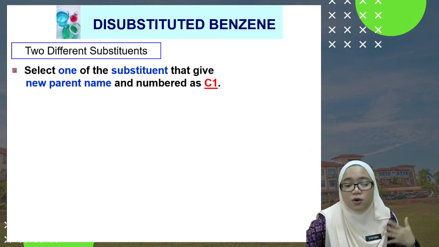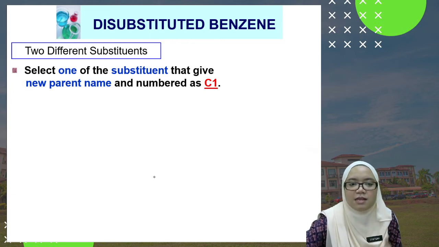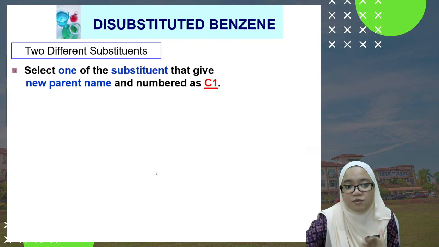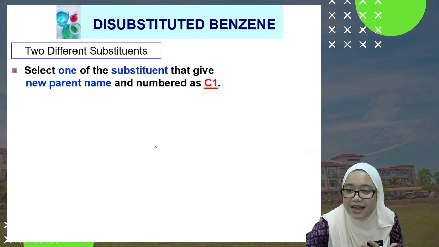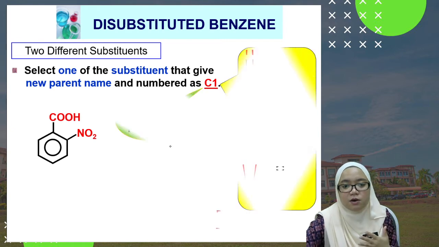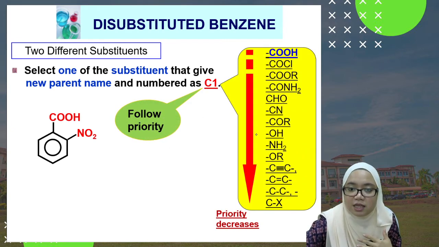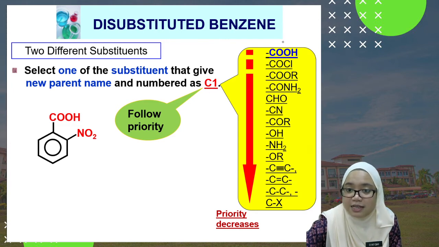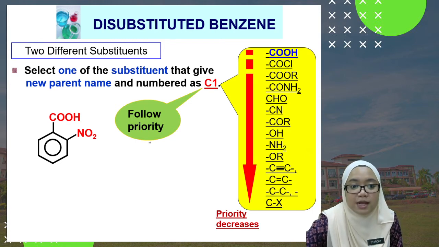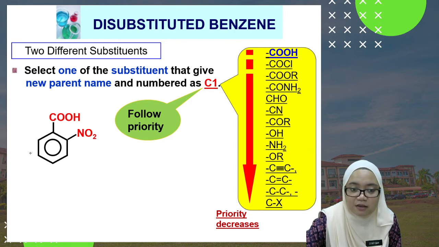Okey, tadi kita dah tengok how to name the disubstituted benzene when we use two same substituent. Okay, now we are looking at how to name the disubstituted benzene when there are two different substituents in the benzene. So first, we need to select one of the substituent that give new parent name and numbered as C1. So maksudnya, dekat sini kita ada priority untuk jadikan diorang sebagai parent benzene. Okay, so kita akan utamakan this structure carboxylic acid punya functional group.